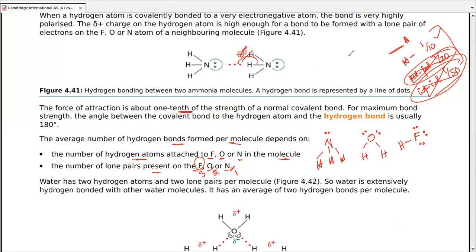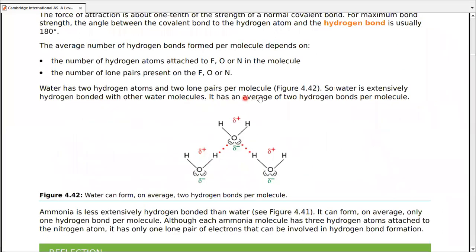So moving on, water has 2 hydrogen atoms and 2 lone pairs per molecule. So water is extensively hydrogen bonded to other water molecules. Take a look. Both of these lone pairs have been donated to closer H atoms having partial positive charge, since the electronegativity difference is big, around 1.4, so these lone pairs have been hydrogen bonded to the other closer molecules.